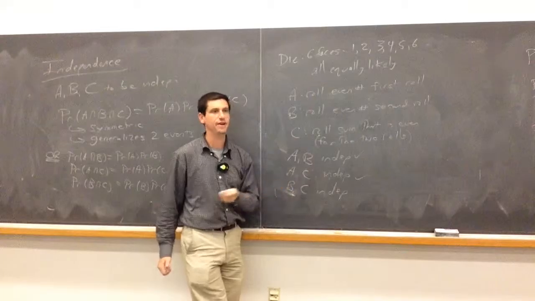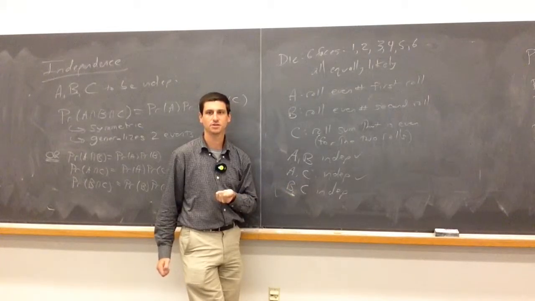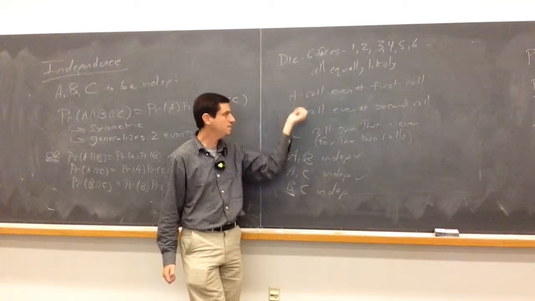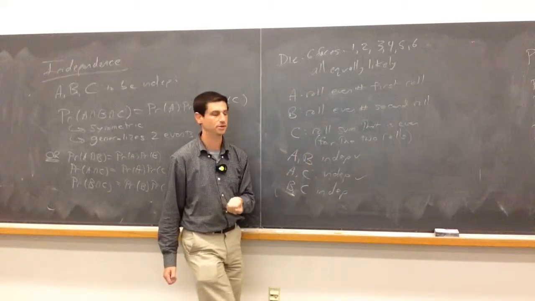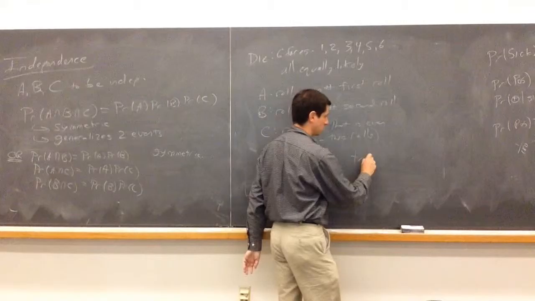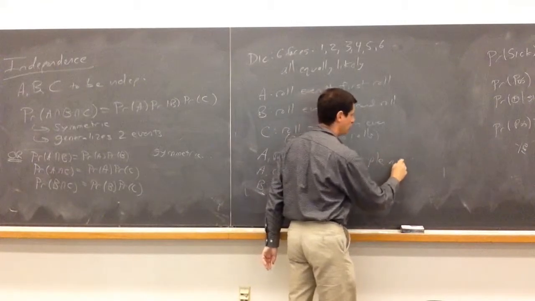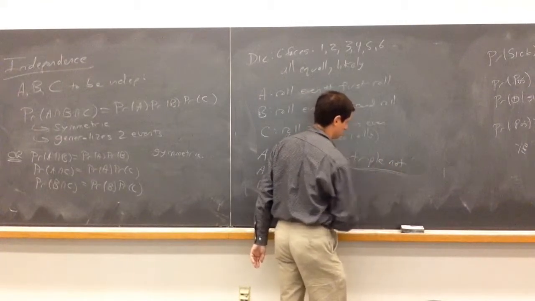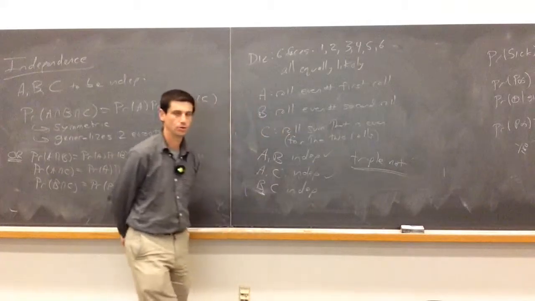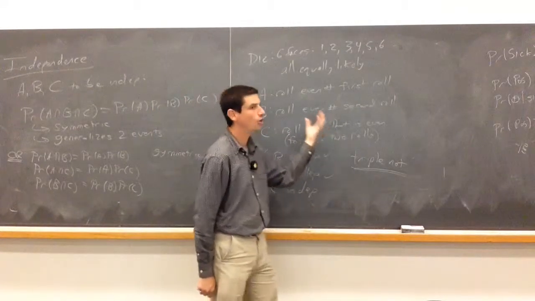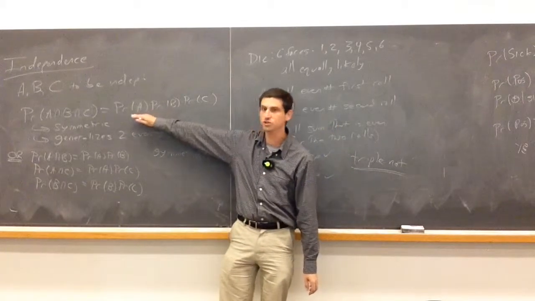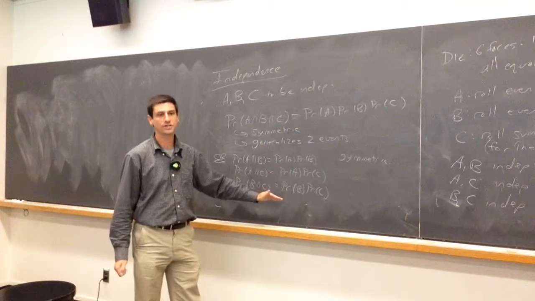What about all three events? Are they independent? No. If A and B happen, C definitely happens. If A and B don't happen, C doesn't happen. So the triple is not. Okay? So when we talk about independence, we actually need to consider all the different cases. It's not enough to just look at the triple event. We also have to look at all of these cases.